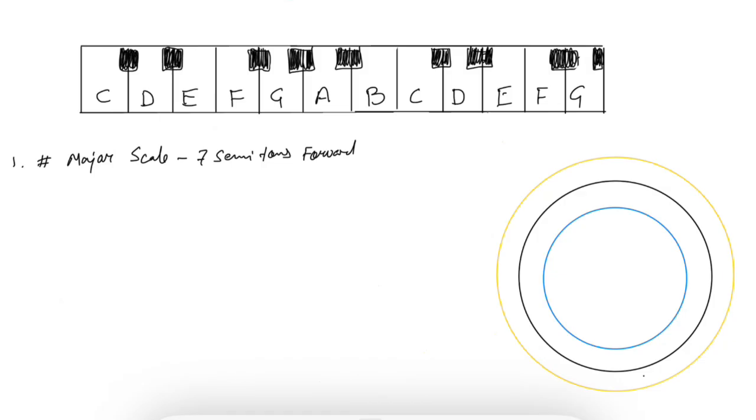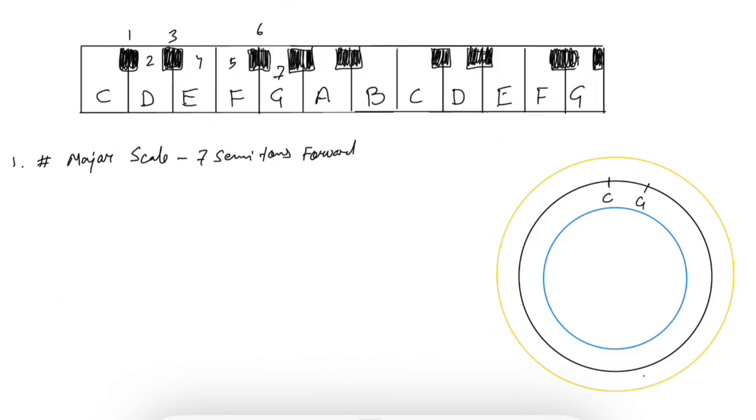Okay, so let's start with C. As you know, C has no sharp and no flat. If we start from C and move 7 semitones forward, we do 1, 2, 3, 4, 5, 6, 7. So we get our next major scale, that is G.